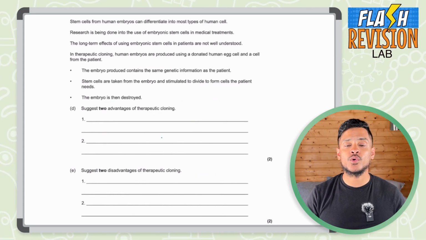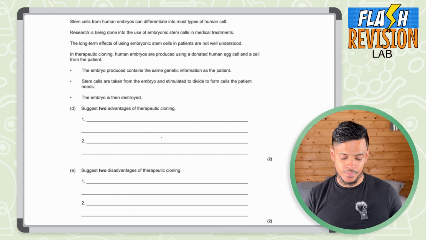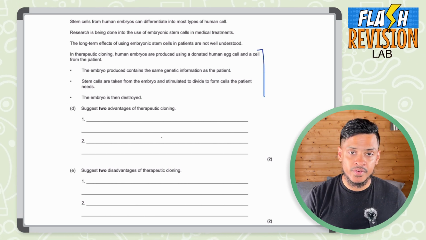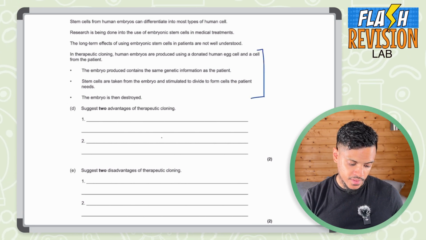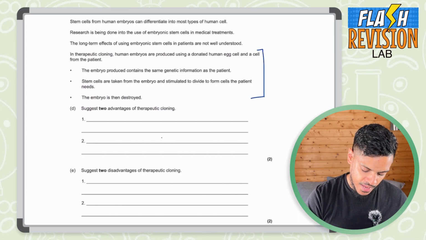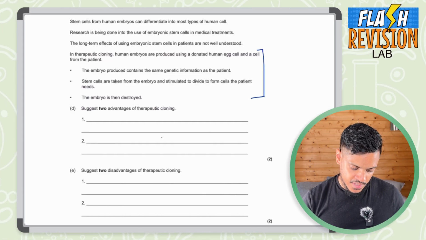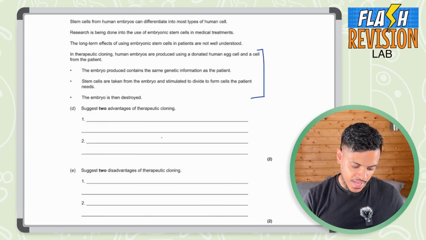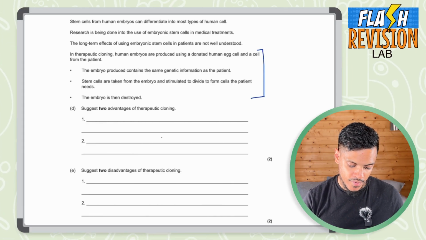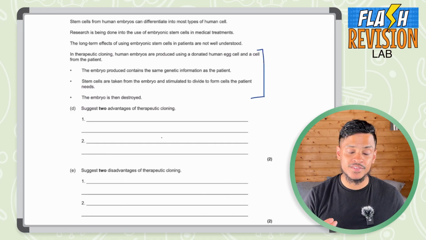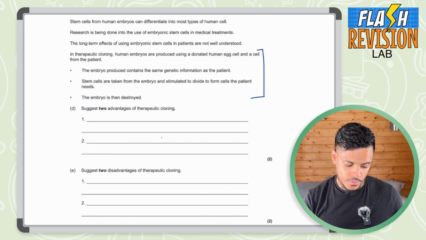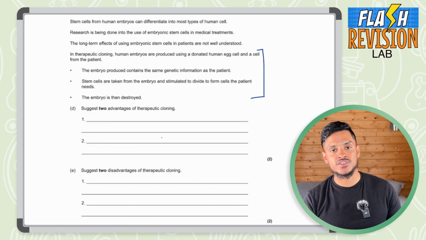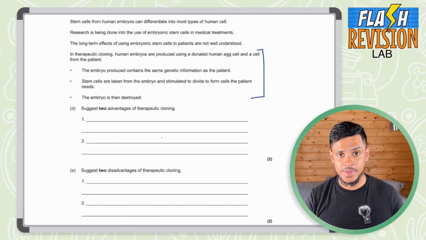Okay, so here we've got a question on therapeutic cloning, which is all to do with stem cells. So what they've done here is they've given a bit of background into therapeutic cloning, and they've given how it works here. So they've said the embryo produced contains the same genetic information as the patient, and the stem cells taken from the embryo is stimulated to divide to form cells the patient needs. Then the embryo is destroyed. And basically they're asking you to evaluate that whole piece of information.